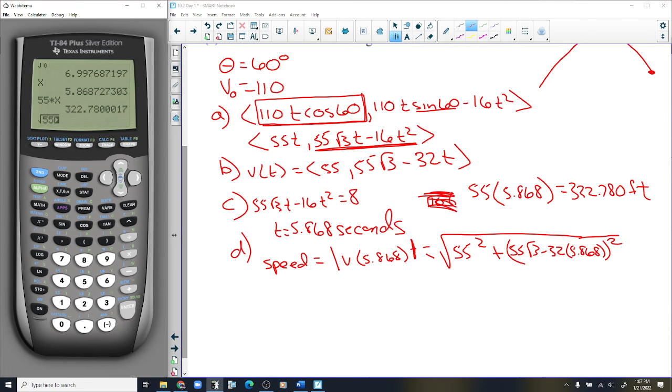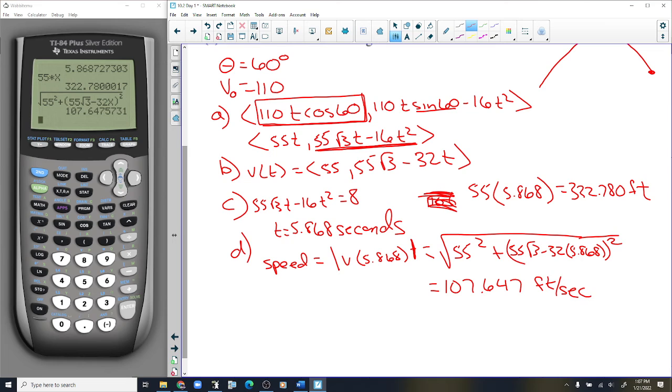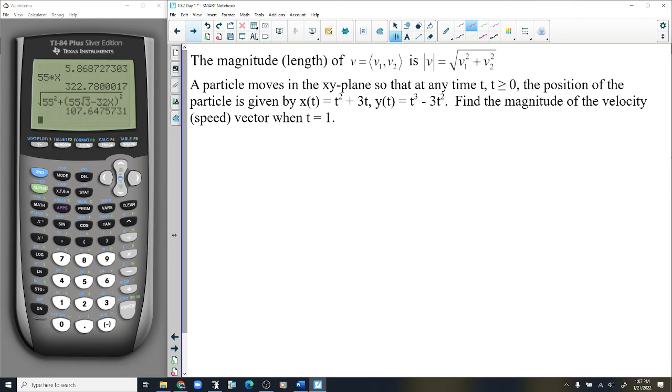Square root of 55 squared plus 55 square root of 3 minus 32 just times t. So times x and then that squared. Like that, and that should get it for us, 107.647 feet per second. The magnitude length of that vector is, well, it's the Pythagorean theorem.